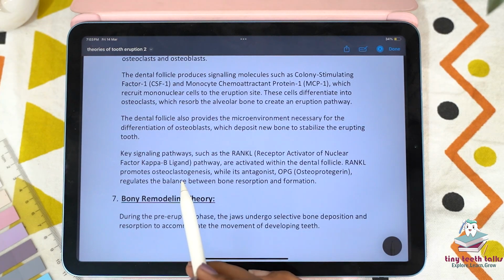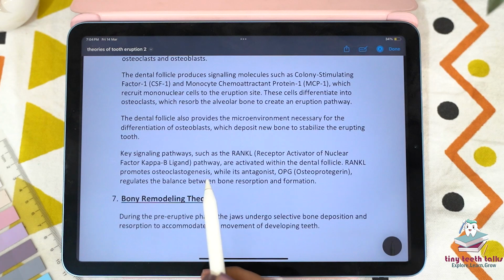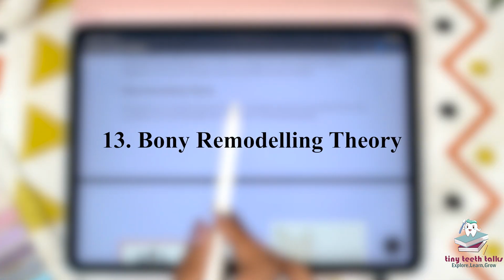RANKL promotes the osteoclastogenesis, while its antagonist OPG regulates the balance between the bone resorption and formation. Coming to the bony remodeling theory.